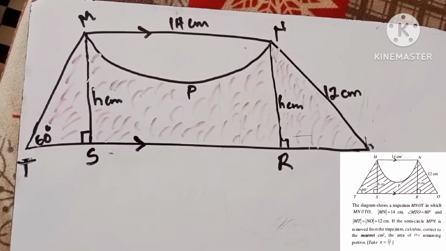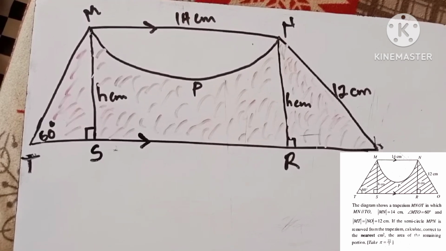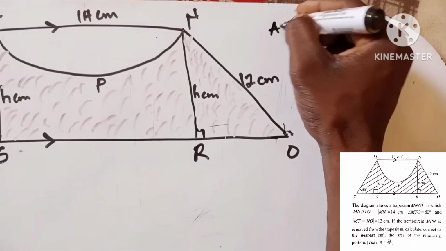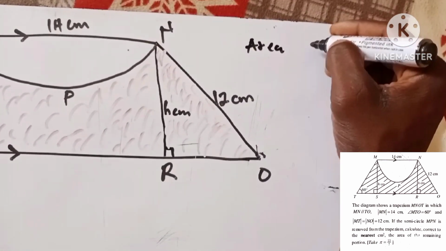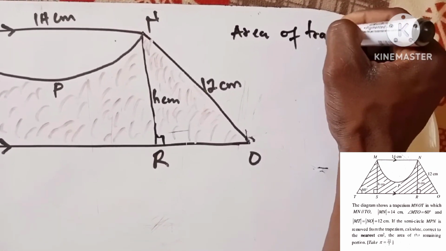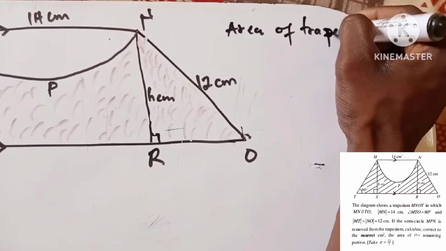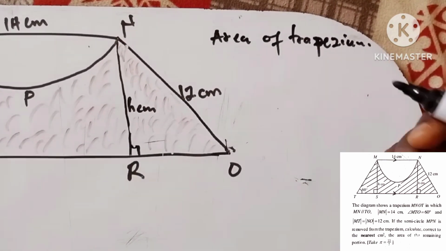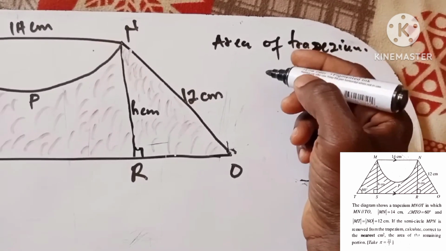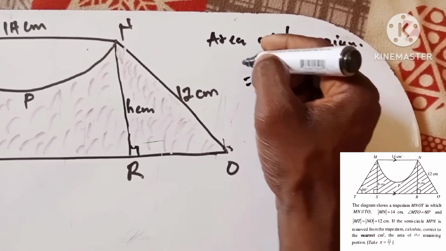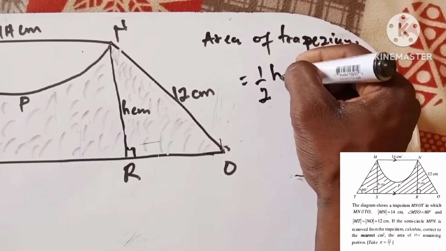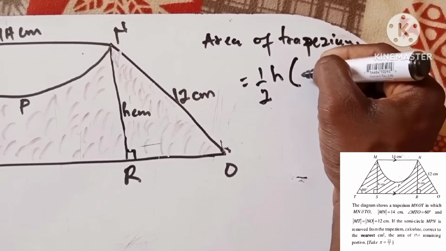Now, our aim here is to find the area of the trapezium, the whole trapezium, right? So that is our aim here. So the area of a trapezium, okay? You must know the definition of the area of the trapezium. That says 1 on 2 multiplied by the height, and then multiply by what?